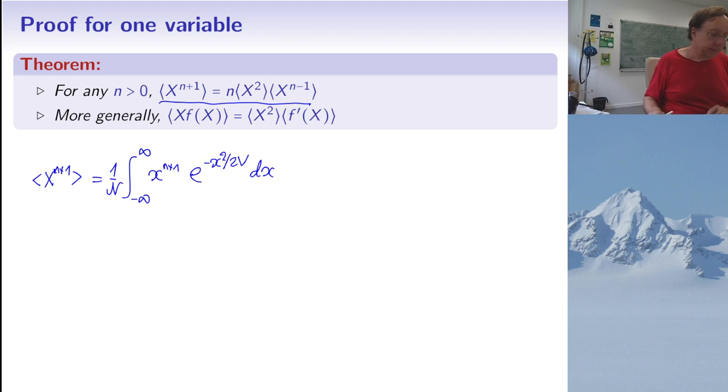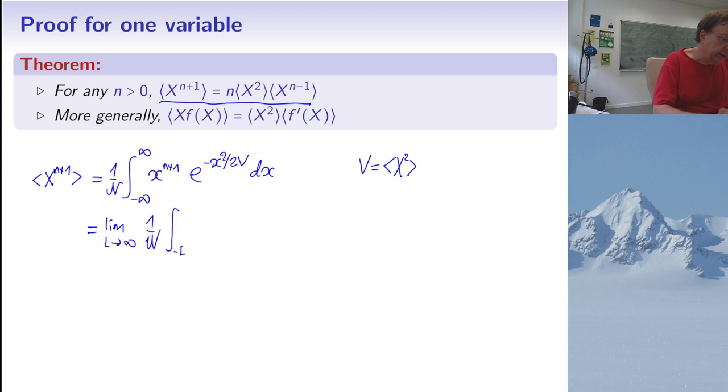And here v, as we have seen, is the expectation of x squared. Now, what I will want to do is integration by parts. So, to be on the safe side, let me write this as a limit when l goes to infinity of the integral of the same thing from minus l to l. So again, I put my x to the n plus 1 times the exponential. And now I want to do integration by parts.